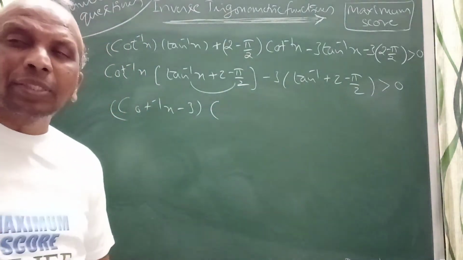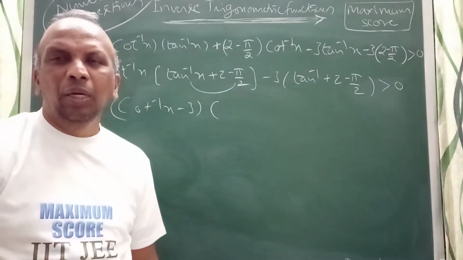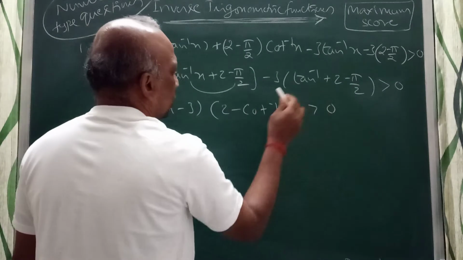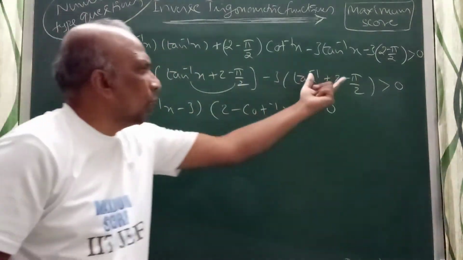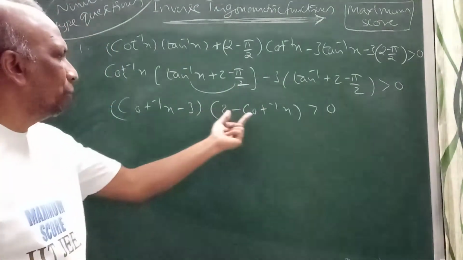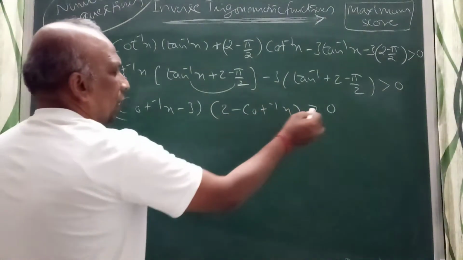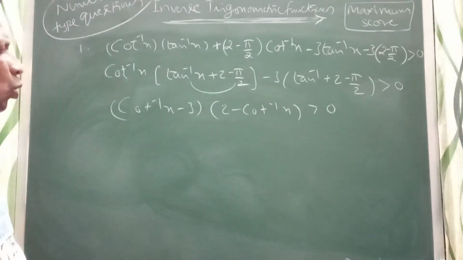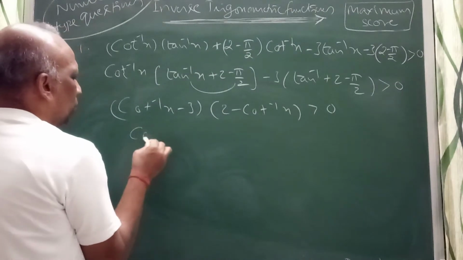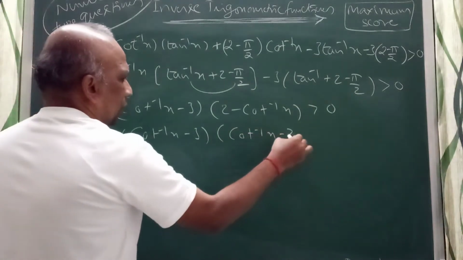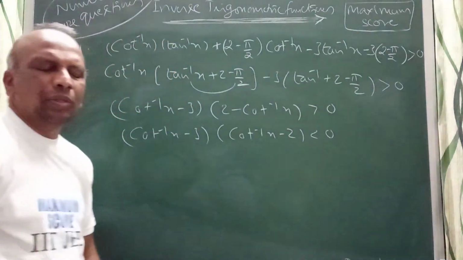You know that tan inverse x plus cot inverse x is equal to pi by 2. So tan inverse x minus pi by 2 is minus cot inverse x, so we get 2 minus cot inverse x, which is greater than 0. What I have done: this part is common, but we know that tan inverse x minus pi by 2 is minus cot inverse x. So if we compare, we get cot inverse x minus 3 times 2 minus cot inverse x greater than 0. If I take minus common here, this becomes cot inverse x minus 3 times cot inverse x minus 2 less than 0, so the value will be less than 0.